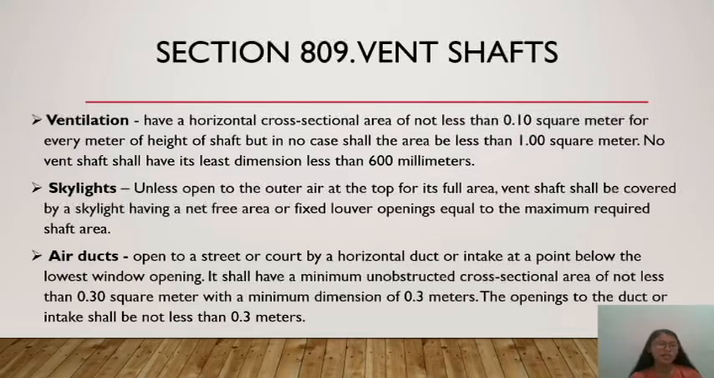For the skylights, unless open to the outer air at the top for its full area, vent shafts shall be covered by a skylight having a net free area or fixed lower openings equal to the maximum required shaft area. And for the air ducts, open to a street or court by a horizontal duct or intake at a point below the lowest window opening. It shall have a minimum unobstructed cross-sectional area of not less than 0.30 square meter with a minimum dimension of 0.3 meters. The openings to the duct or intake shall be not less than 300 millimeters or 0.3 meters.